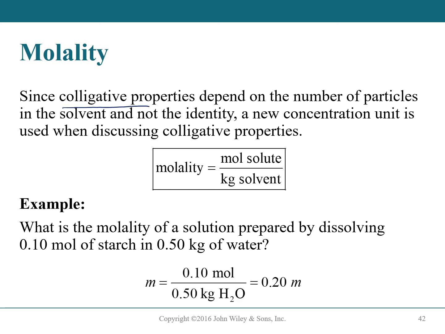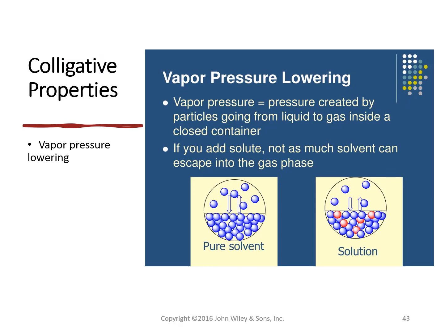Okay, so when we do this, basically moles of starch in 0.5 kilograms of water. I want to make sure it's moles per kilogram of solvent. And then you get your 0.2 molality. And this is useful in terms of calculating how we get our freezing point depression and our boiling point elevation. But let's talk about vapor pressure lowering. So with vapor pressure lowering, now that you know how the calculations run, let's just talk about the concepts.